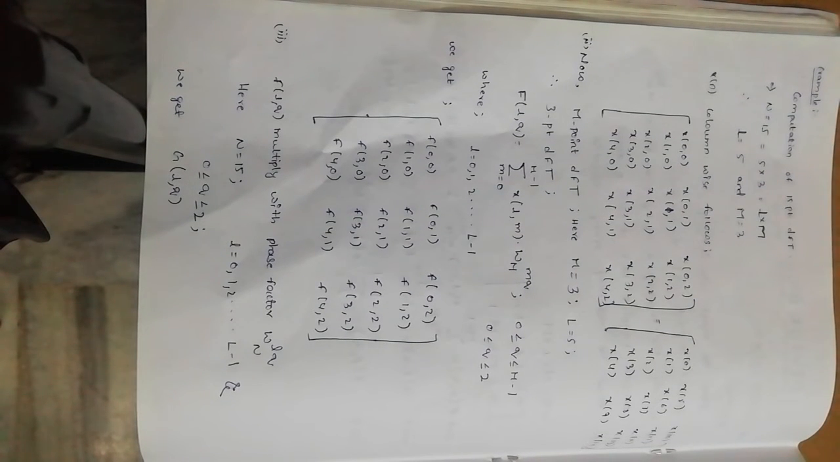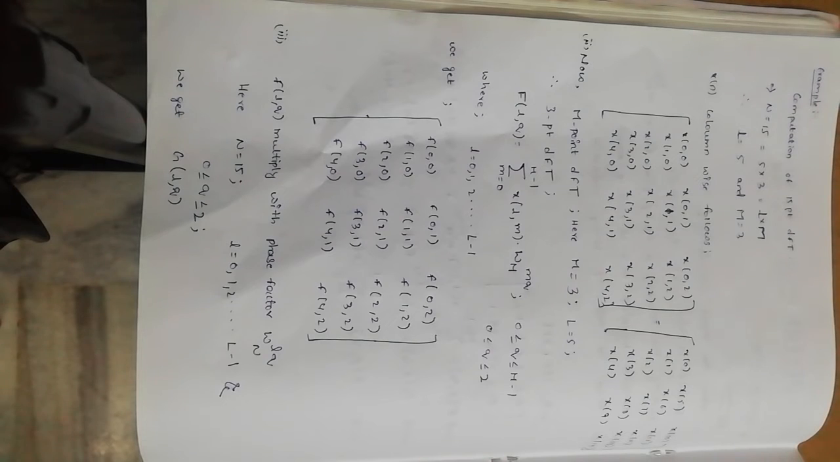Here, for calculation of the M-point DFT, capital M is equal to 3 and capital L is equal to 5, where Q ranges between 0 to capital M minus 1, that is 0 to 2. For computation of capital F of L comma Q, we have discussed it earlier, and it is written here. Small l ranges between 0 to capital L minus 1, that is 0 to 5 minus 1, that is 4. We will get the F of L comma Q matrix.